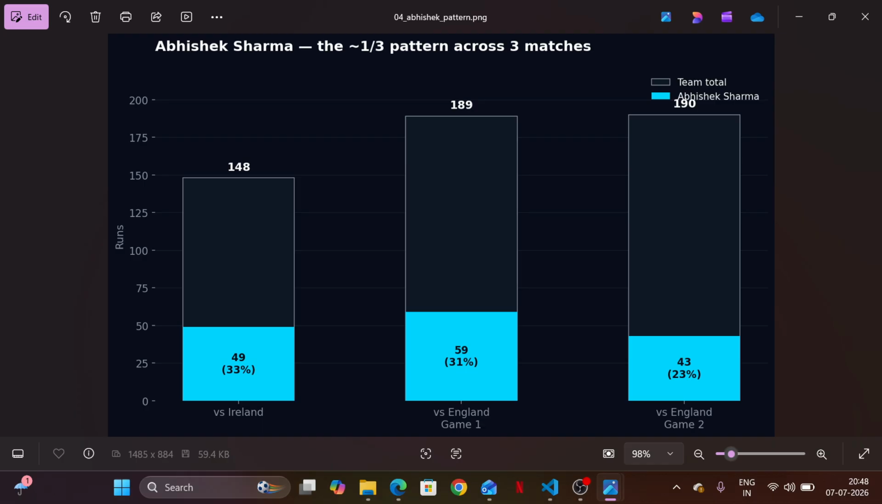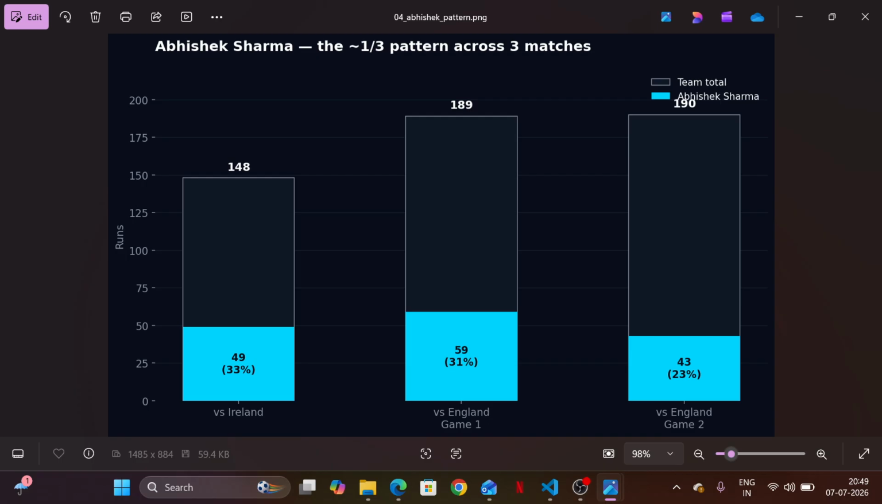Now, here's the number that mattered most, and almost nobody framed it this way. Abhishek Sharma alone made 59 of India's 189 in the first match, nearly one third of the total from one batter in a rain-shortened match. This pattern is very repeating and very common, and I'm pretty sure the opposition must be seeing this pattern. Now I have prepared some charts, as you can see on your screen.